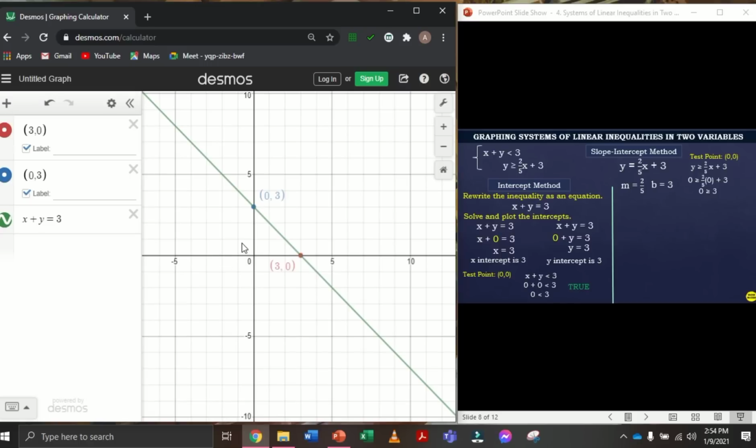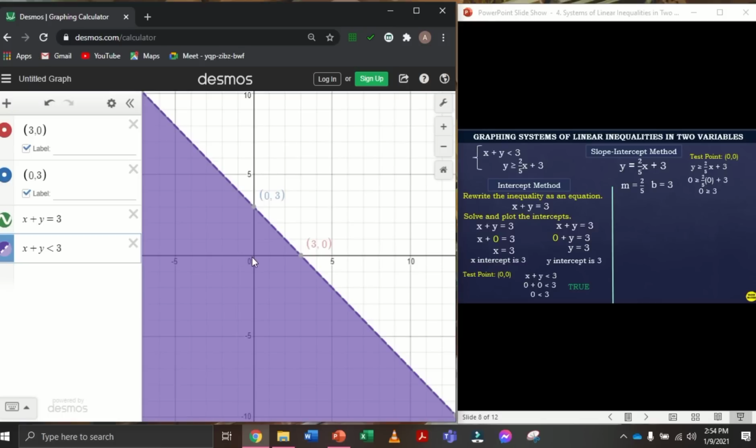Now, ang test point natin, ang lumabas ay true. So, ibig sabihin, yung test point mo na 0, 0 kasama sa shaded region. Okay? So, i-graph na natin itong x plus y is less than 3. Ayun, so kasama siya. Okay?